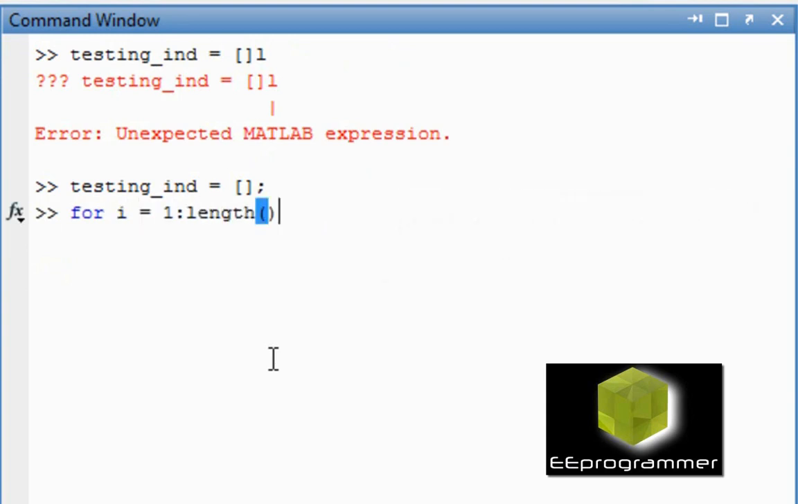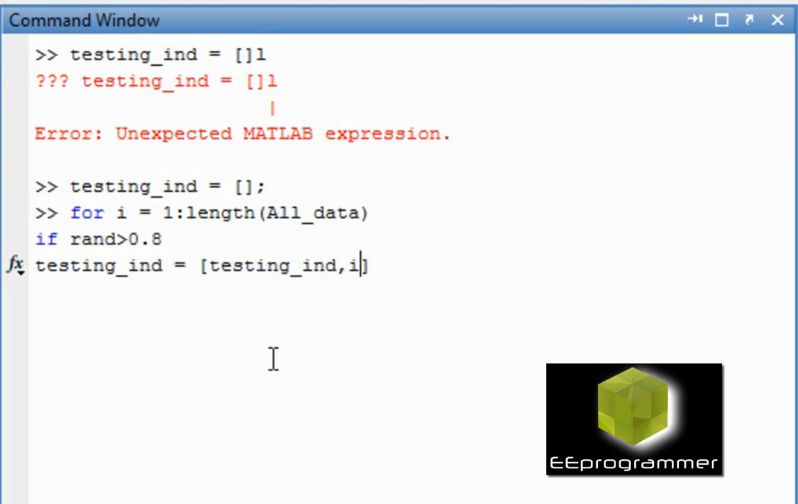Okay, and in here I use a random function: if the value is bigger than 0.8, then I will consider that as testing. Otherwise, I will consider it as training, okay?